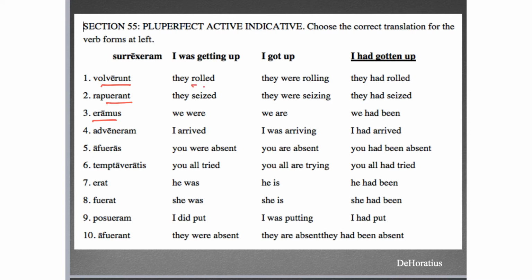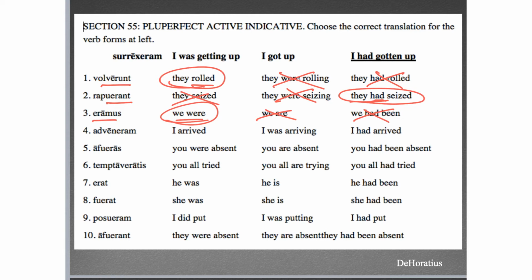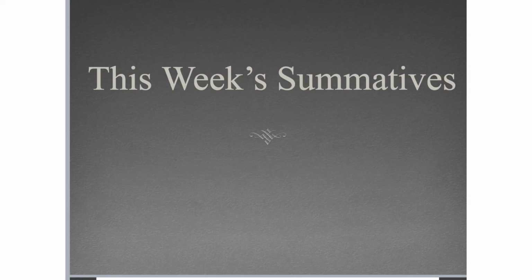So wowerunt, they rolled, looks good, but let's make sure: they were rolling, imperfect. They had rolled, pluperfect. So indeed, it is that one. So rapuwerant, they seized, perfect. They were seizing, imperfect. They had seized. There's my had for pluperfect. All right, correct. And again, Eramus is imperfect. So we were looks good, but let's check. We are, present. We had been, pluperfect. So we were is going to be correct. And remember, Eramus by itself is the imperfect. It's only when it's used as an ending that it functions as a pluperfect. And I'll leave the rest to you.